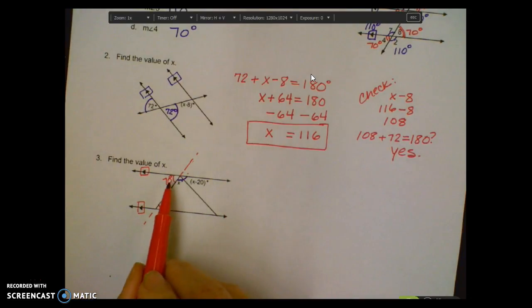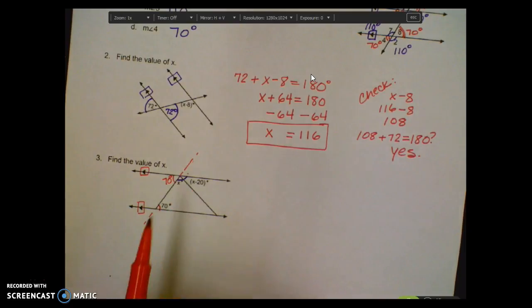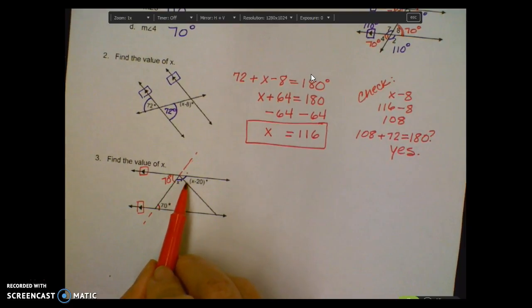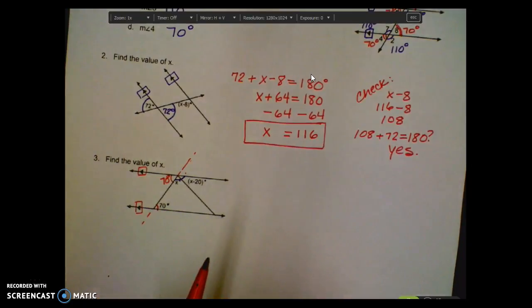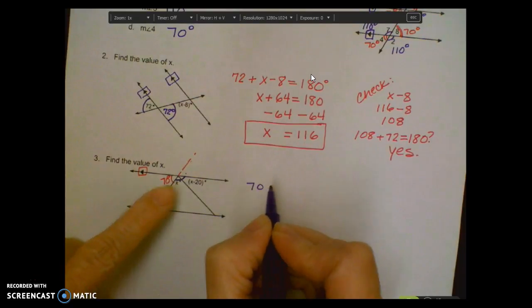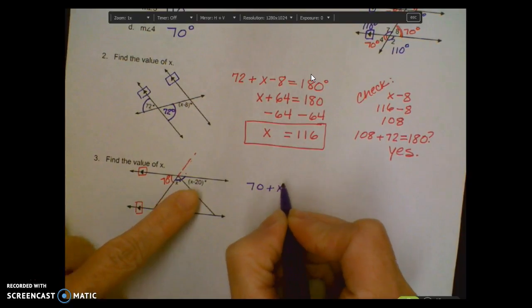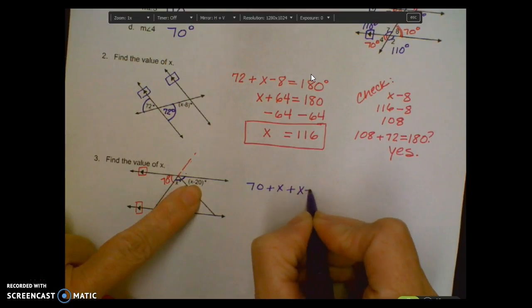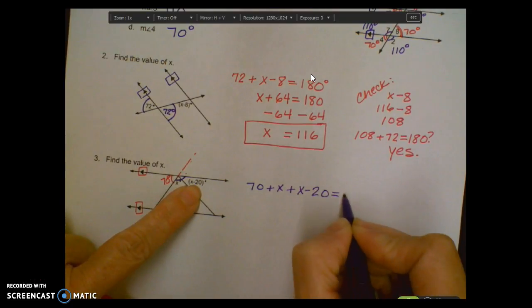Now, does that tell us anything? If this angle is 70 degrees and these two are x and x minus 20, what do we know about all three of those angles together? Well, given the fact that they all lie on that one line, that tells me that the three angles, when added together, have to total 180 degrees. So 70 plus x plus x minus 20 must total 180.